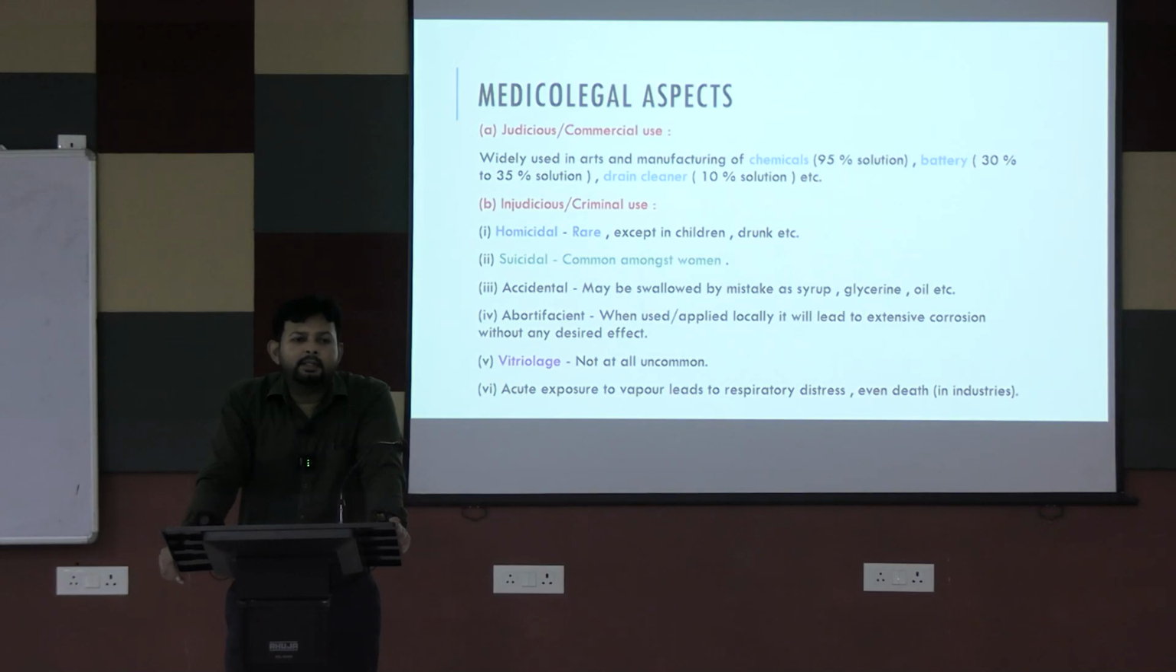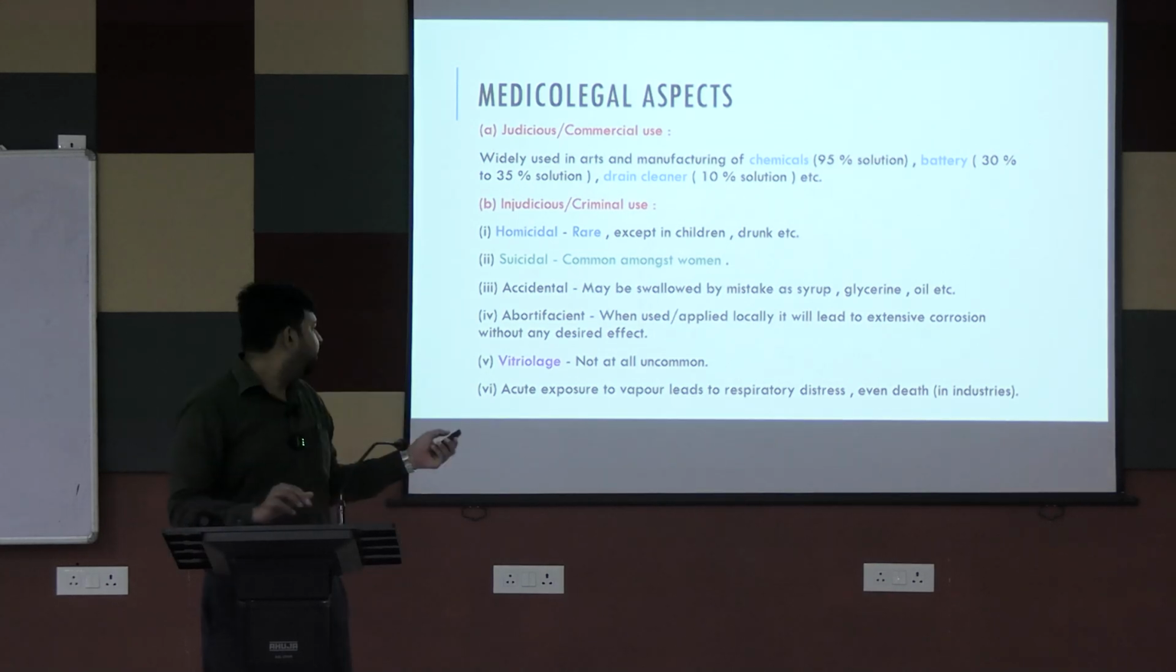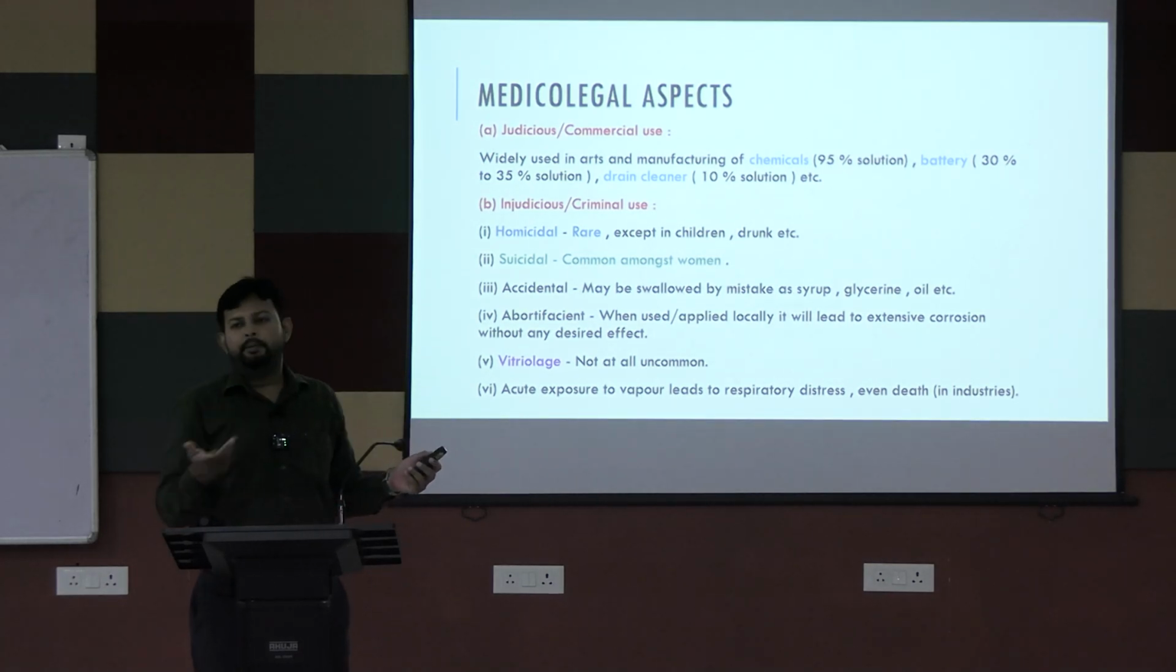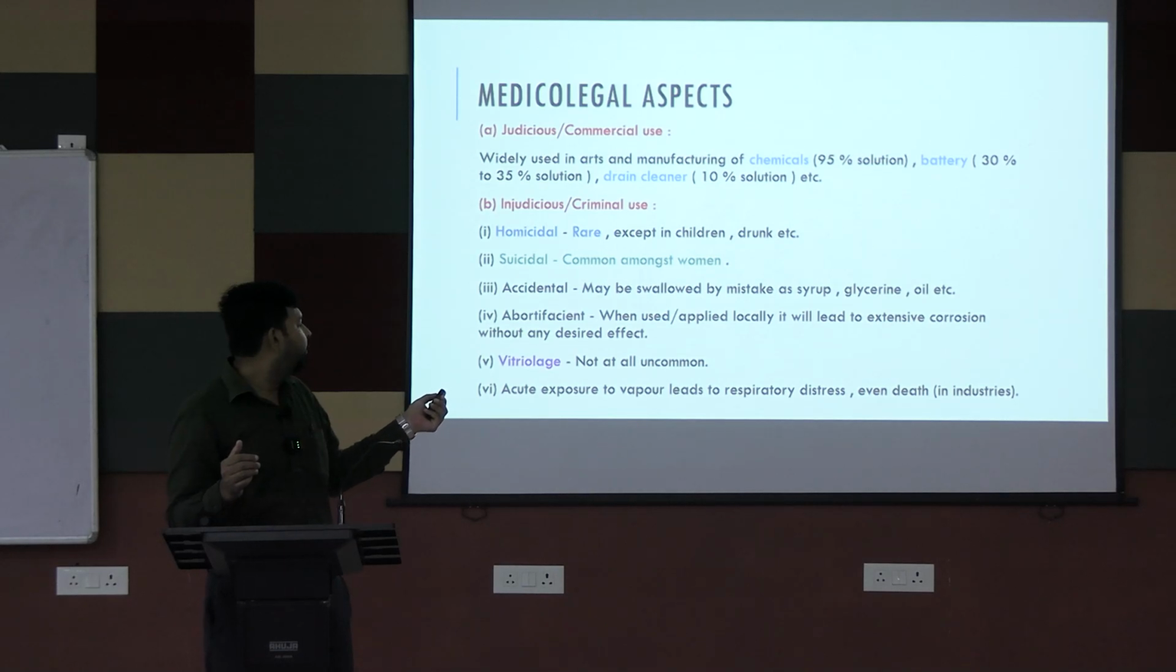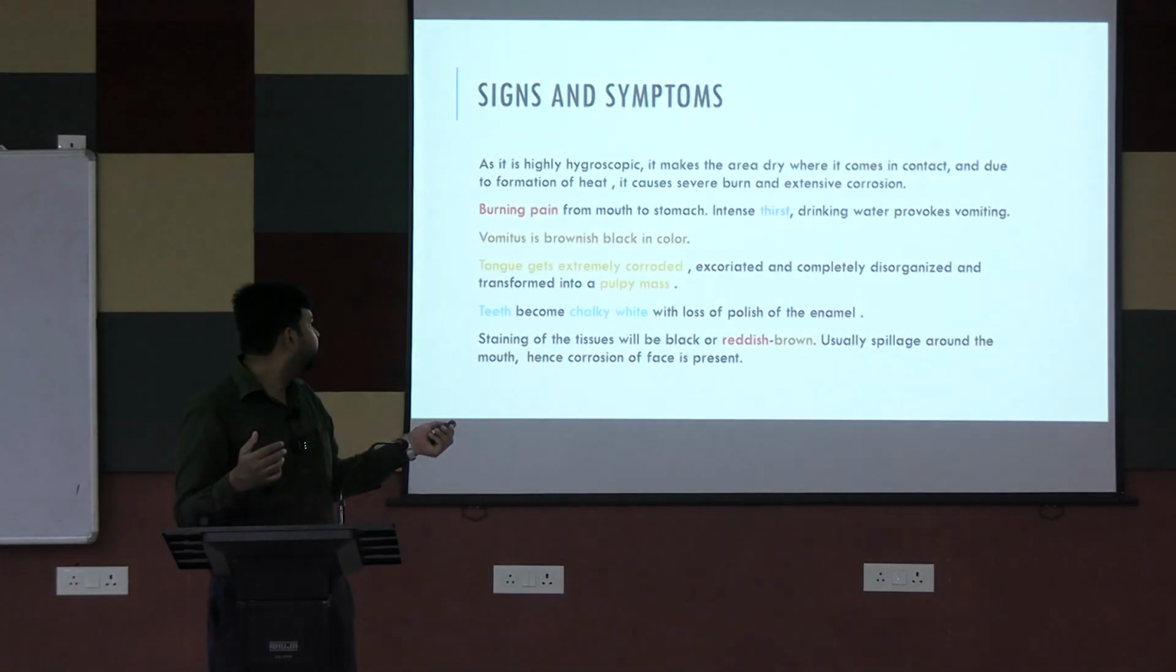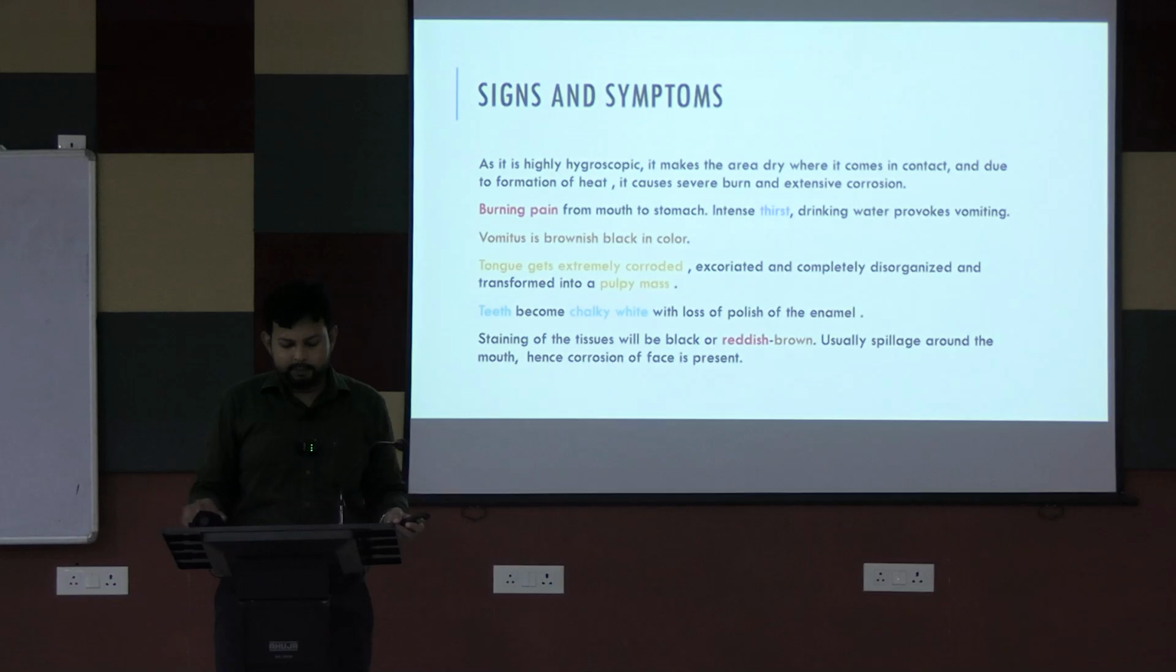Abortifacient, it won't act as an abortifacient, rather it will cause corrosion to the tissues. Illegally one may try it for abortion, but it is not successful and it will cause harm, injury locally to the tissues. Vitriolage, as I showed you in the picture, can be done. In acute exposure, vapors can cause respiratory distress, which is normally at the industrial level. Next, coming to signs and symptoms.